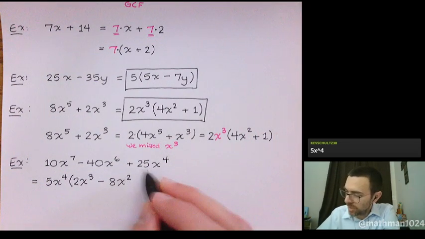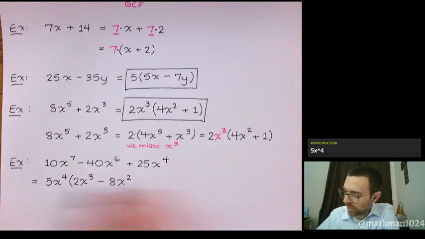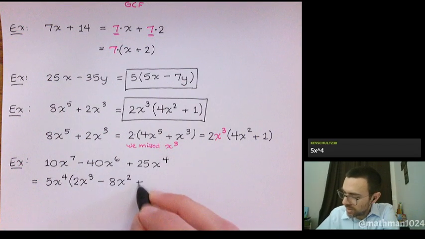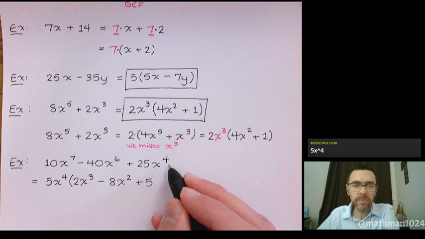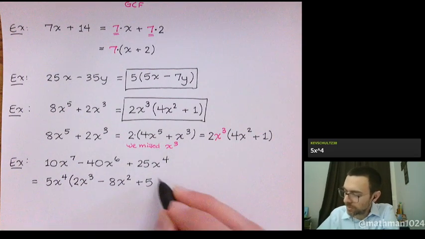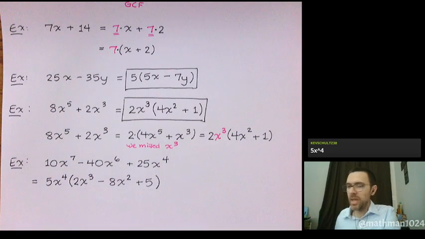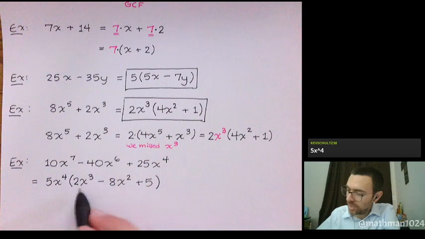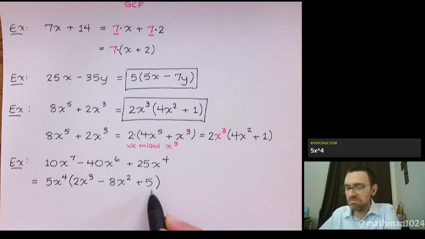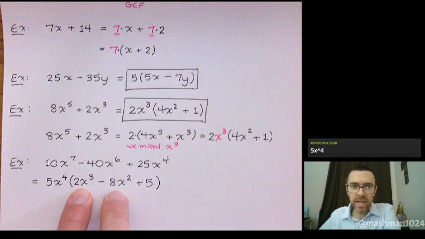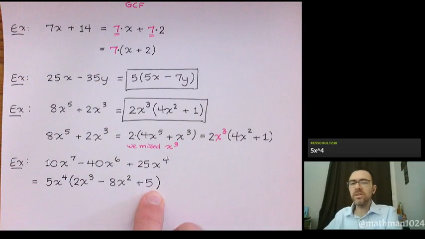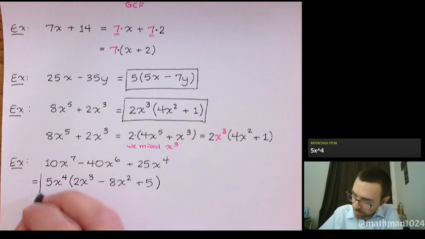And then here, 25 divided by 5, so we get 5, and well, we took out all factors of x. We had x to the 4th, we took that out, and there we go. Okay, so is there anything else that these guys all have in common? No. Between 2, 8, and 5, there's nothing they have in common. These 2 terms have x in common, but the 5 doesn't. So you have to stop right here.